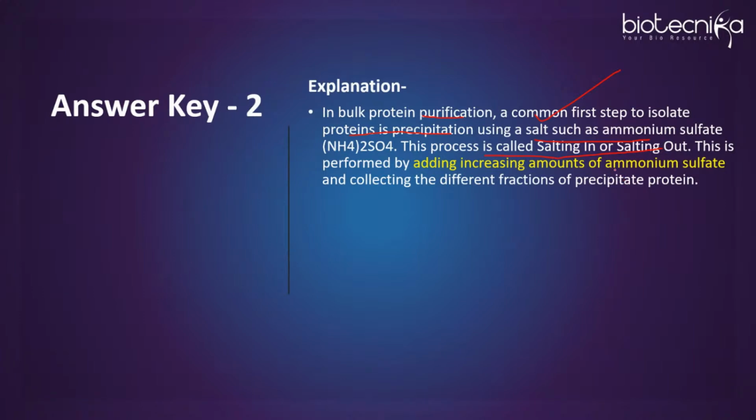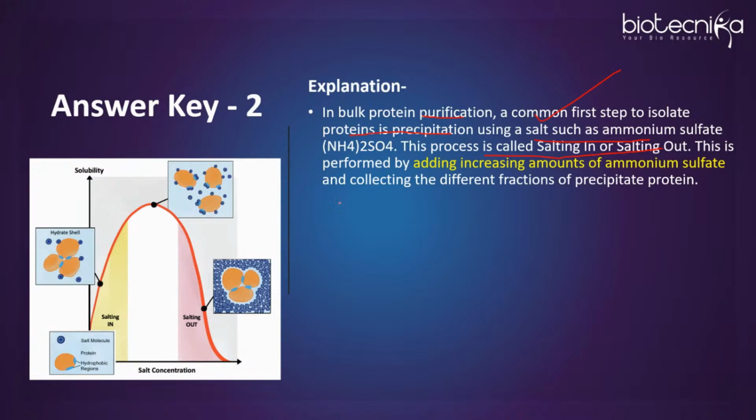There are a lot of reasons why you use ammonium sulfate only, and this is performed by adding increasing amounts of ammonium sulfate and collecting fractions of precipitated protein. Now see over here, initially proteins have some hydrophobic interaction regions. They will interact with each other with electrostatic interactions, right? When you don't have salt molecules, the protein is not interacting with salt, it is interacting with nearby water. Now you include salt, but the salt is not enough. So you can see the protein is interacting with each other, right? But again, individual proteins are also there in water.